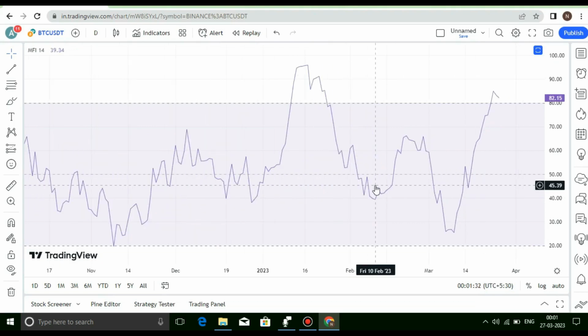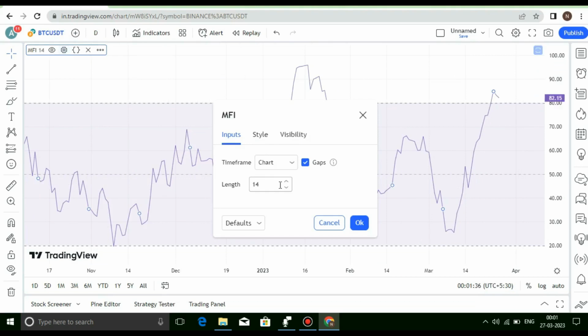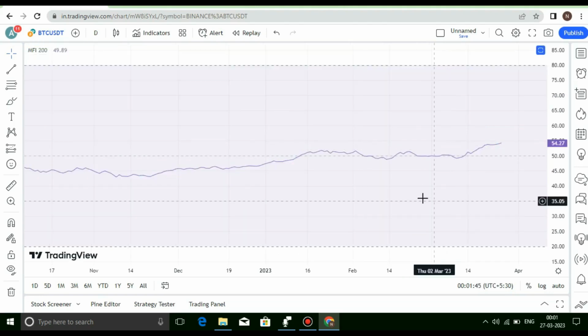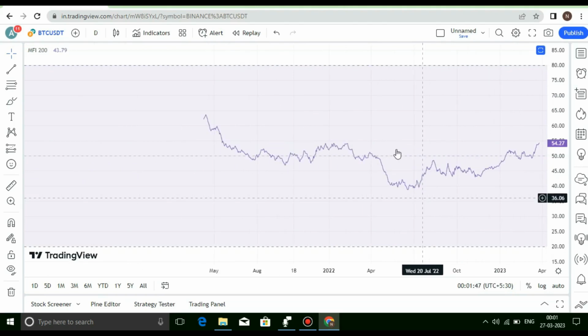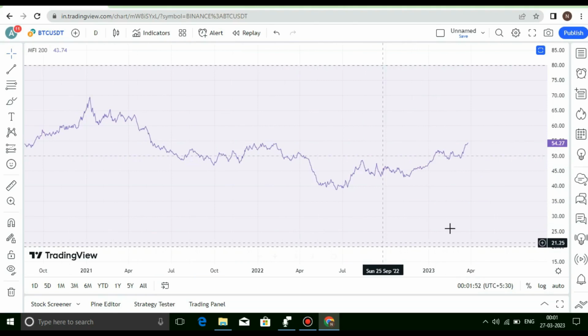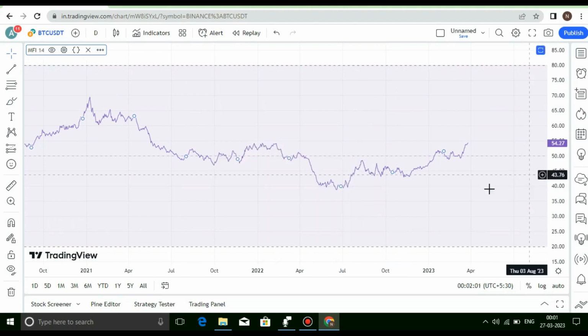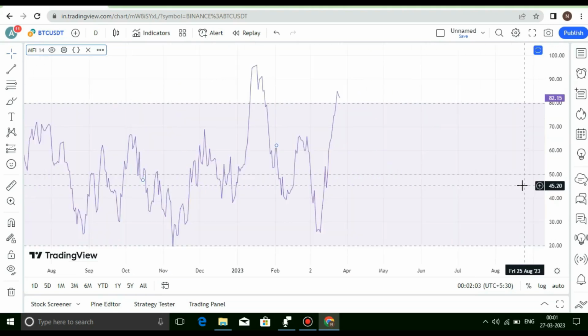This is a much simpler thing, and in the settings you can adjust the length of the money flow index. If you're trading long term, you can set the money flow index at 200 length, and here we have it, 200 length money flow index. These are the levels of money flow index over 200 days. But if you're trading over short term or medium term, then keep it around 14, and in 14 here we have it.